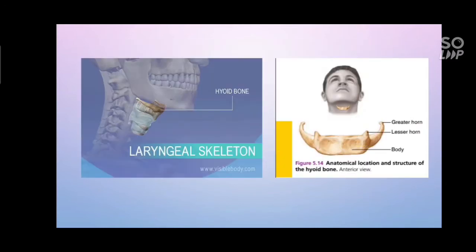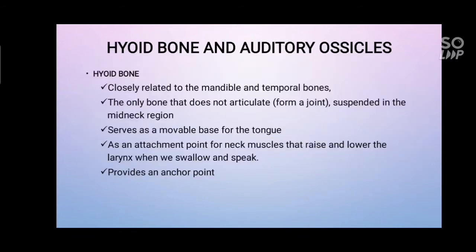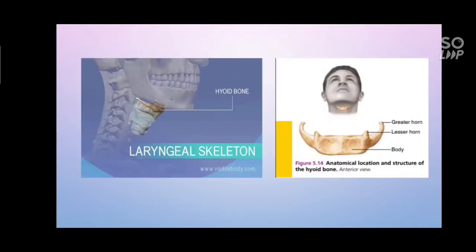Makikita dito sa illustration natin. So, laryngeal skeleton, nandito siya. And yung hyoid bone natin, wala siyang katabing bone, kundi nakahang lang siya dyan sa gitna ng ating neck. It serves as movable base for the tongue, as an attachment point for the neck muscles that raise and lower the larynx when we swallow and speak, and it provides an anchor point.